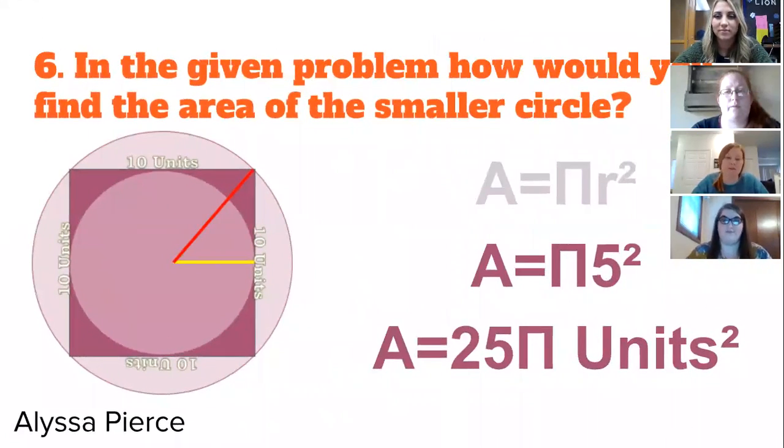Hey, Alyssa, in the given problem, how would you find the area of the smaller circle? All right, so first we need to know the formula to find the area of a circle, which is pi r squared. After we know that, we can figure out that r is the radius. So here, we know that the diameter of the circle is going to be 10 units. We know that because this square perfectly fits that circle on the inside, making that 10 units as well. So dividing that by 2, you know that the radius is 5. So area is going to equal pi 5 squared. So our area is going to be 25 pi units squared.